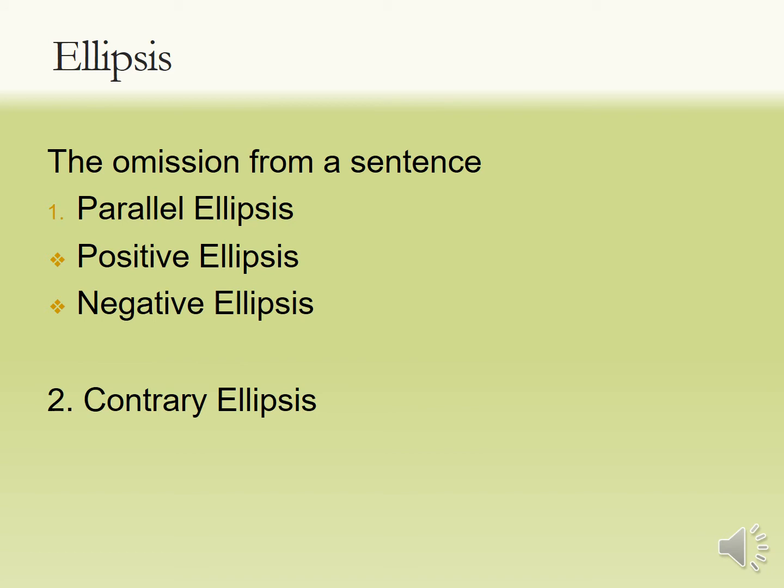We have different types of ellipses. We can observe the concept of ellipses at different levels. First of all, the omission from a sentence. In omission from a sentence, we have three further divisions: parallel, positive, and negative. At the second level, we will take a look at contrary ellipses, how we contrast ellipses in our statements. Let's move toward the omission from a sentence, how we can observe and learn about its different types: parallel, positive, and negative.